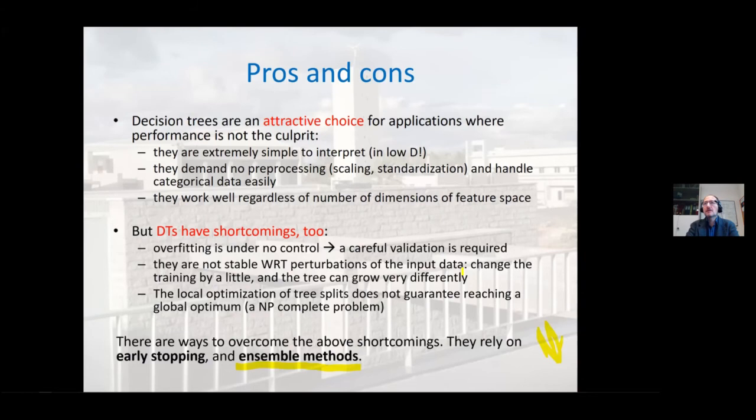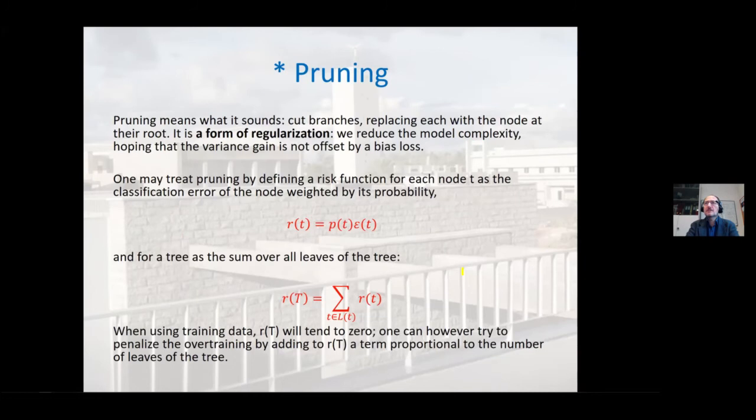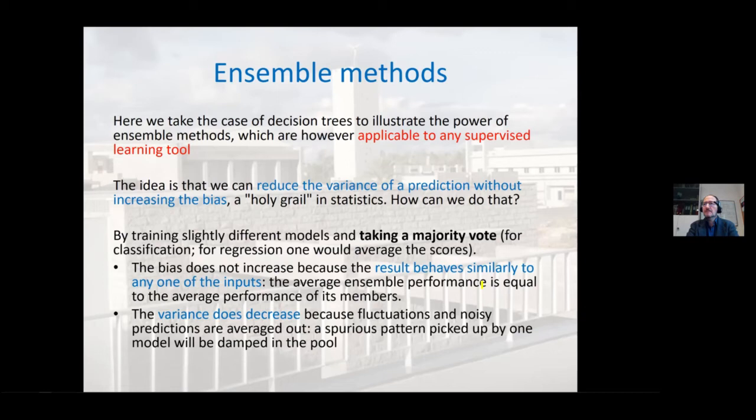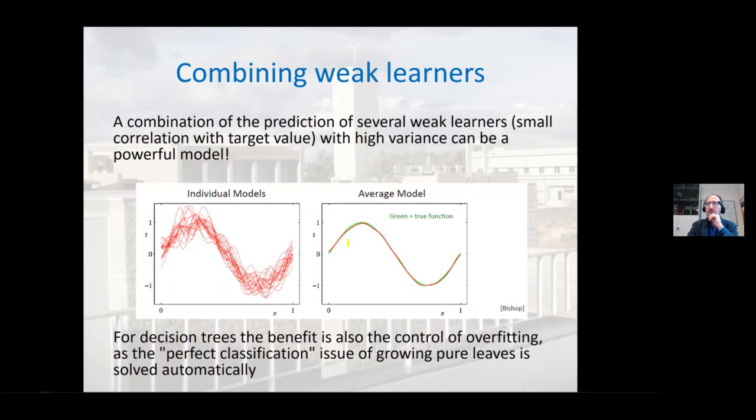Let's leave early stopping by itself, and ensembling is actually a very common procedure, not just for decision trees, but it has been used very, very much with them. So you grow many trees and then you take a majority vote on whether the event is a signal or background. And this has good statistical properties. So you have individual models that try to fit the function, and they have a larger variance. And then when you take the ensemble, it fits the data much better.